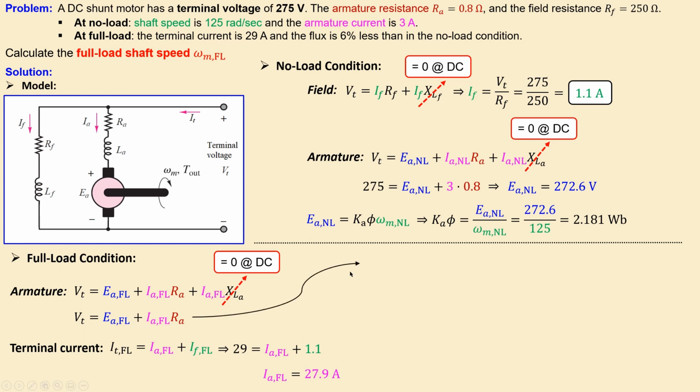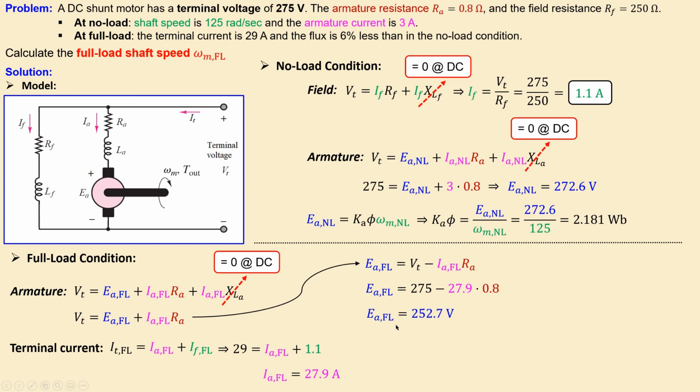Now moving on, express this using the back EMF, setting up the equation just for the full load condition, of course, and then substitute the values, because this is 275 again. This is now the new armature current, which is increasing from 3 amperes to 27.9, still 0.8 ohms for our armature resistance, that won't change. Then I have the new value for my back EMF, which is 252.7 volts. So it decreases from 272.6 volts to this value. Now I'm very close because I can use this expression again to calculate the omega for full load.